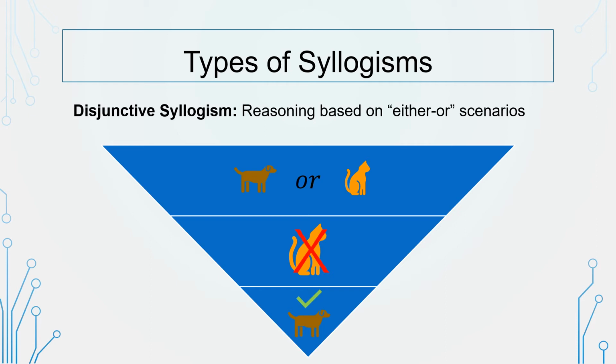Because I only had two options in the major premise, and in the minor premise I got rid of the option of a cat, this left us with the option of a dog, which is the certain and unavoidable conclusion of our major premise, dog or cat, in combination with our minor premise, no cat. It is important to note that disjunctive syllogisms only work if your major premise is a true either-or situation.